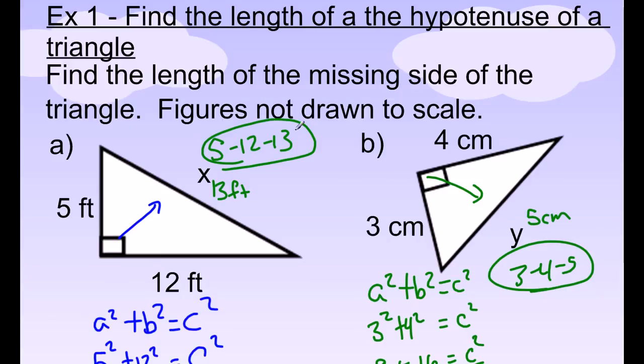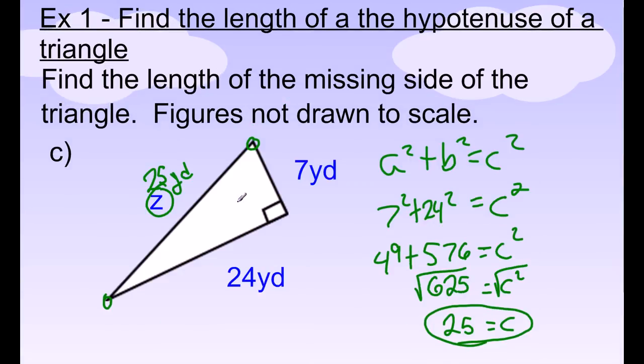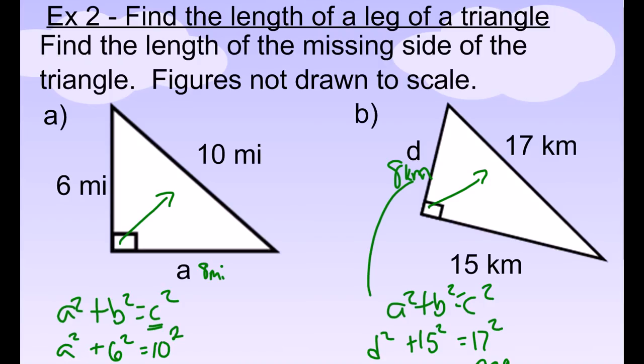So the longest side obviously would be the hypotenuse. 5, 12, 13. That always works out. 3, 4, 5 works out. This one's not very common. You're not expected to know this one. But, I mean, 7, 24, 25. That's a Pythagorean triple because it works out. If you plug it into the Pythagorean theorem, it comes out even.